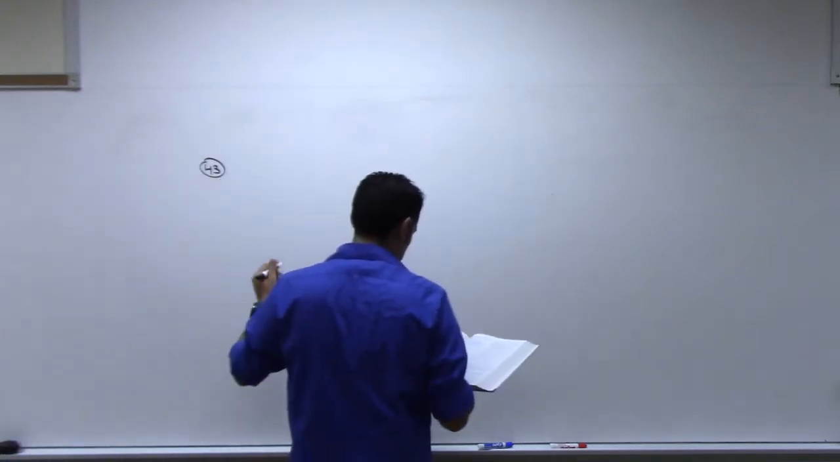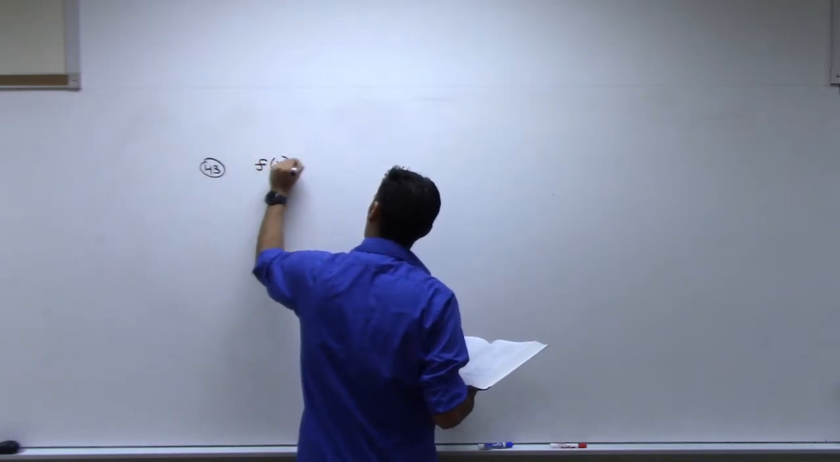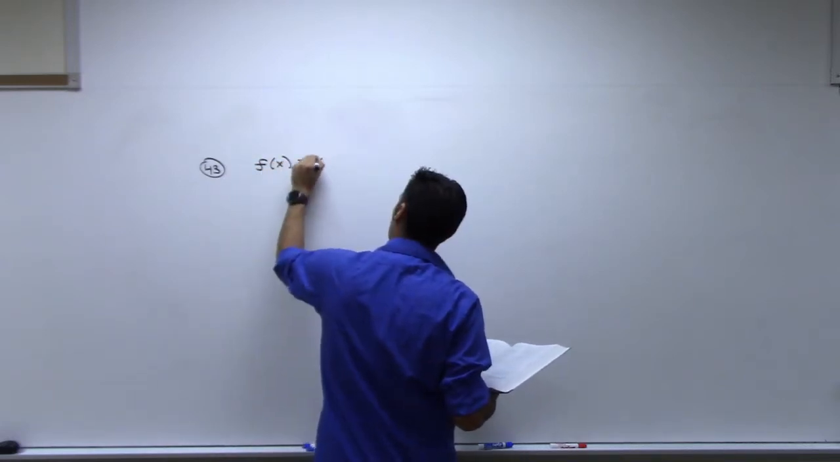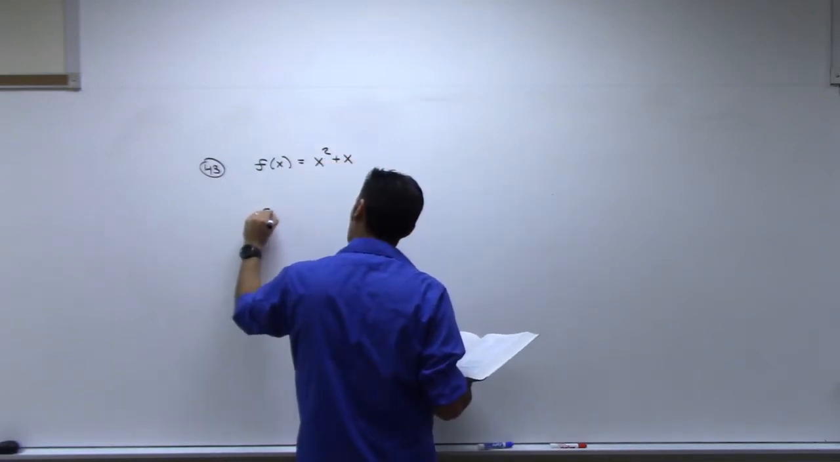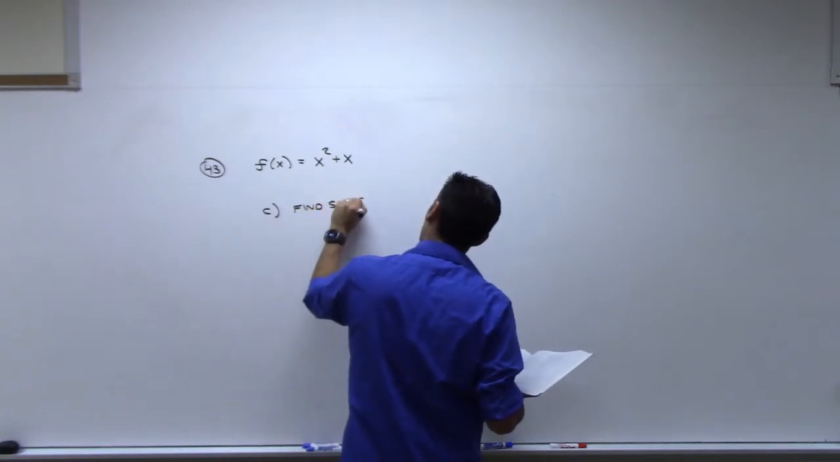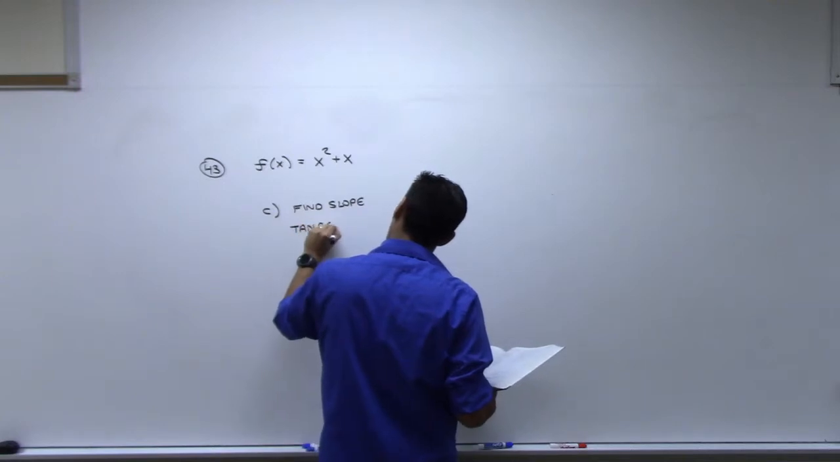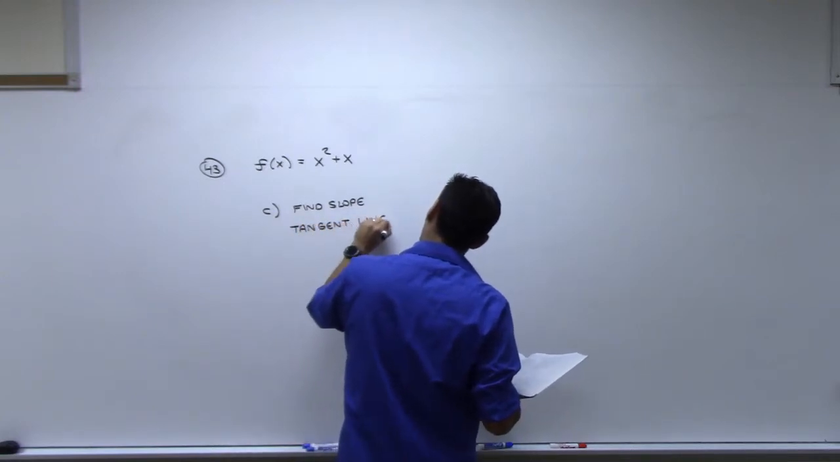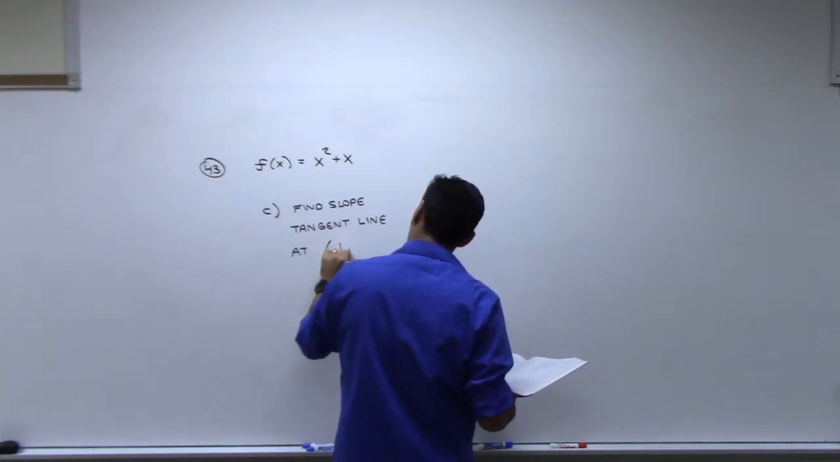In 43, it actually has a picture up here, and it gives you a function f of x equals x squared plus x. And for part C, it says find the slope of the tangent line at 1, f of 1.